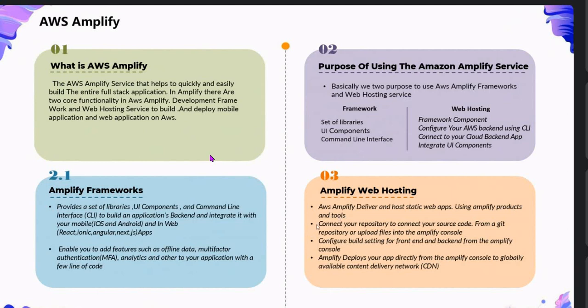In Amplify web hosting, we connect to repositories to connect your source code from your GitHub repositories. We drag and drop or upload the files in the Amplify console. We configure the build settings, frontend and backend, from the Amplify console. We deploy your application directly from the Amplify console to a globally available content delivery network.